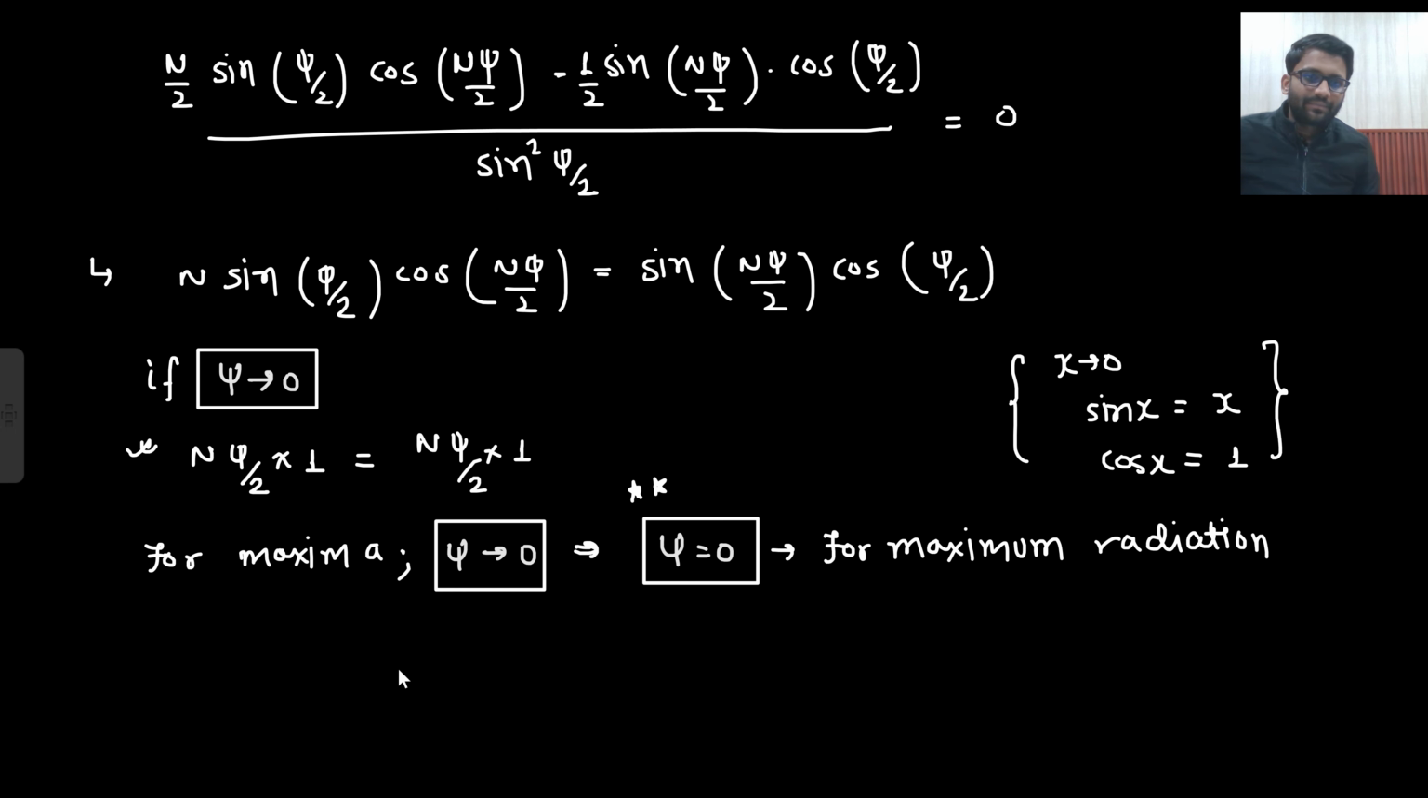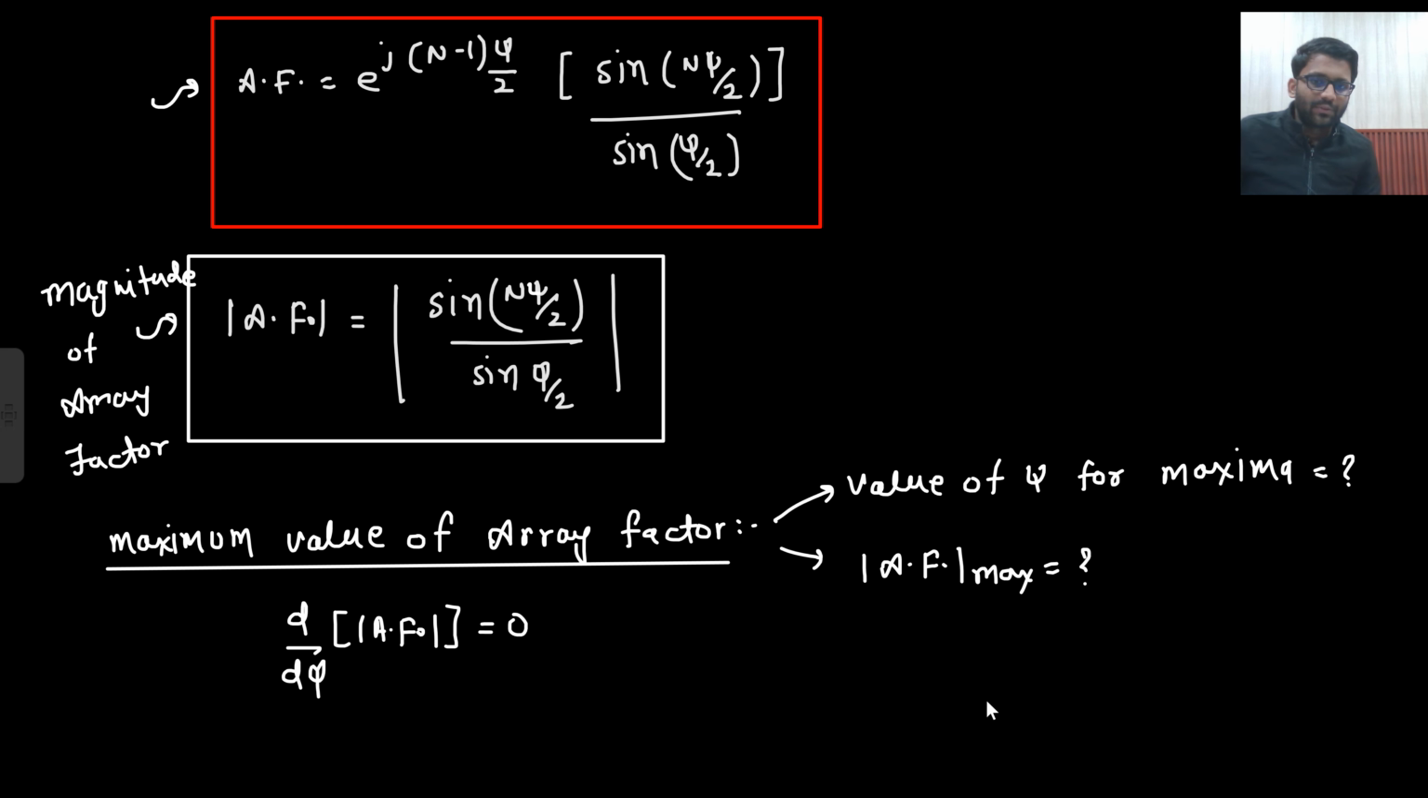Now the second thing: what will be your AF max? AF max you are going to get at phi equals to 0. So if you put phi equals to 0 here, what will happen? Sin 0 divided by sin 0. Sin 0 is 0, so 0 by 0, an indeterminate form. If I put phi equals to 0 here, then I am getting an indeterminate form. So what can I do?